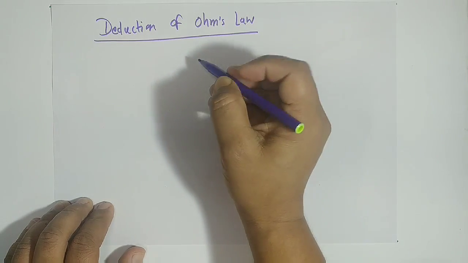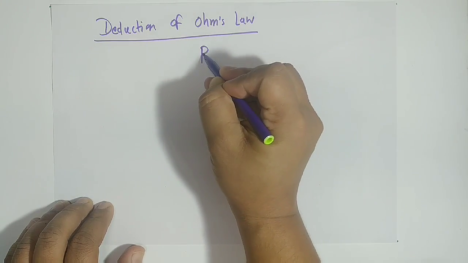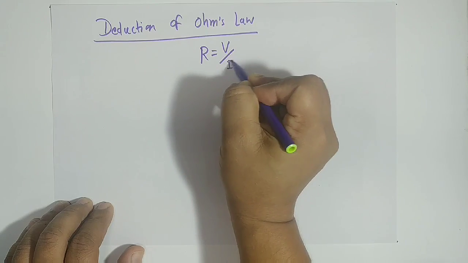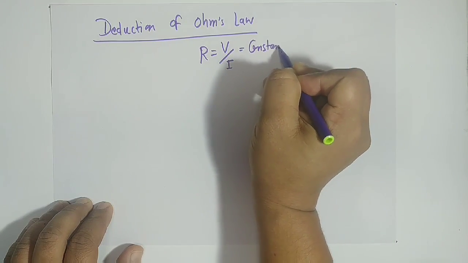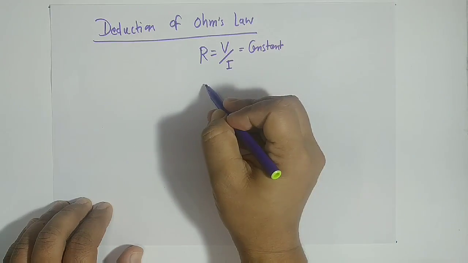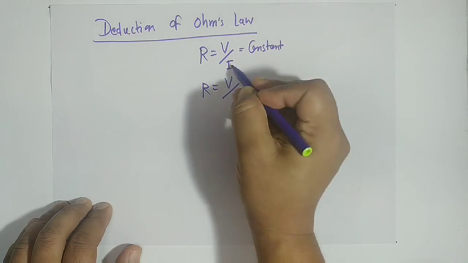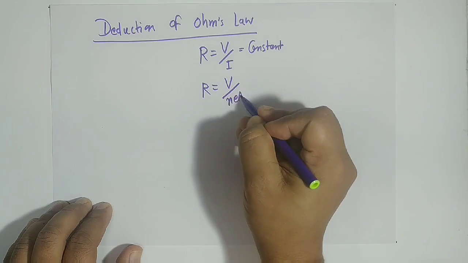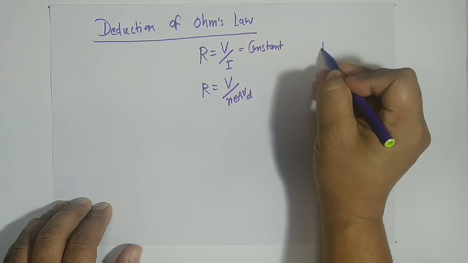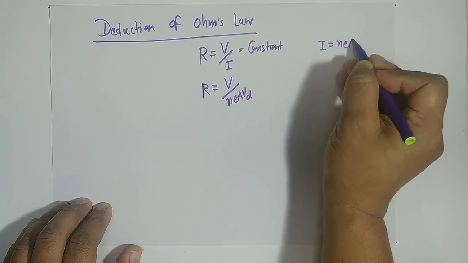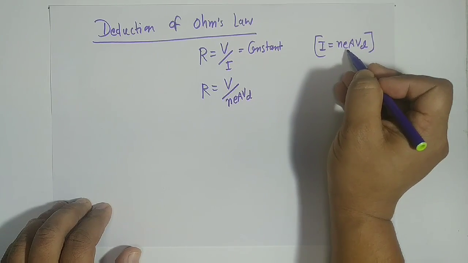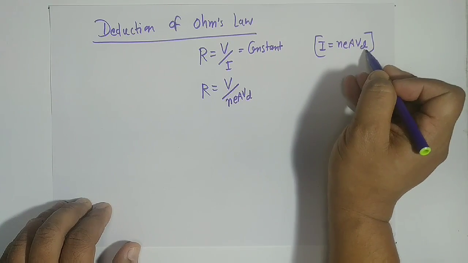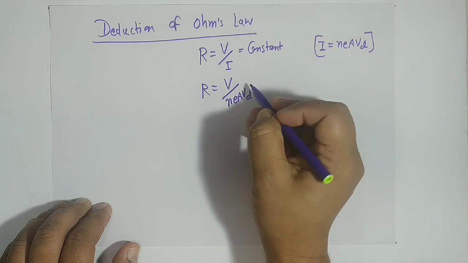Now all of you know that resistance is V by I, and it is constant in any conductor. Now remember, in the last class what we have done: I is what? I is neAvd. Current in a conductor is neAvd. What is n? Electron density. e, charge of electron. A, cross-sectional area. Vd, drift velocity.